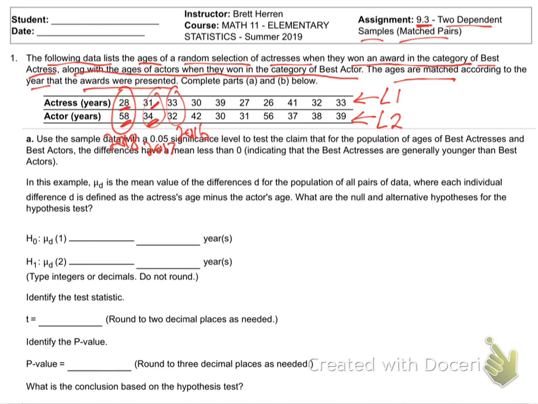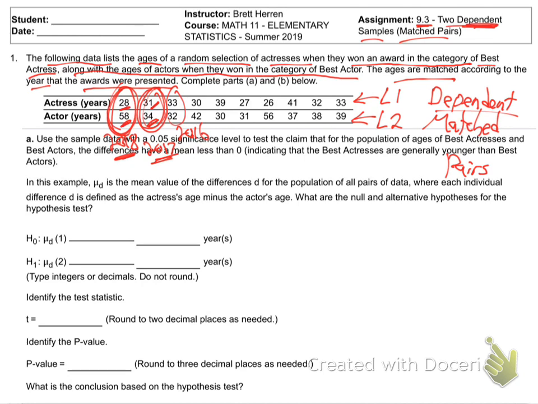But this data is dependent. That's what this section is all about. Dependent. They're called matched pairs because they come in pairs like husbands or wives, actresses and actors. We'll see other examples that are not just men and women, but they're related. Like there's a connection between the 28 and 58. They were in the same year. And the 31 and the 34, they were in the same year. So these are matched up. These data sets are related to each other. They're matched. They're dependent upon one another.